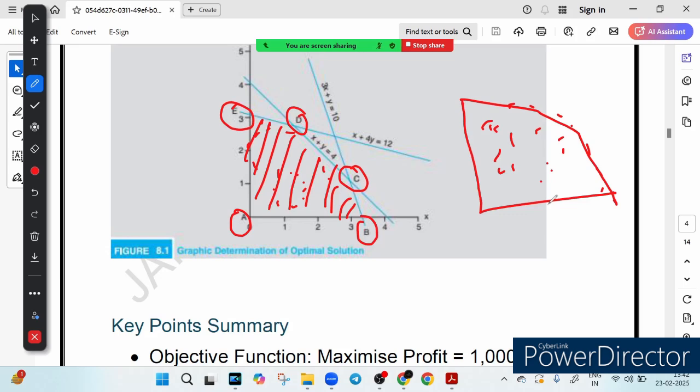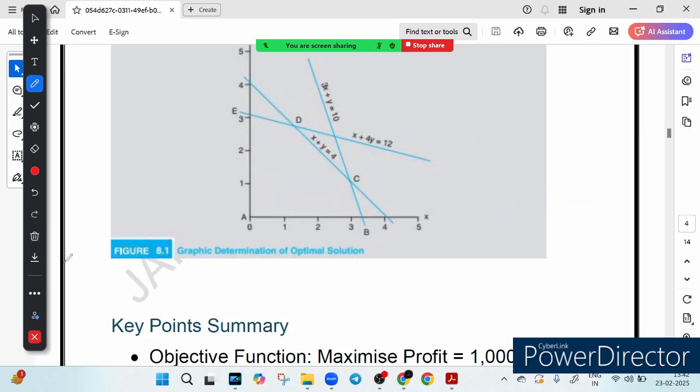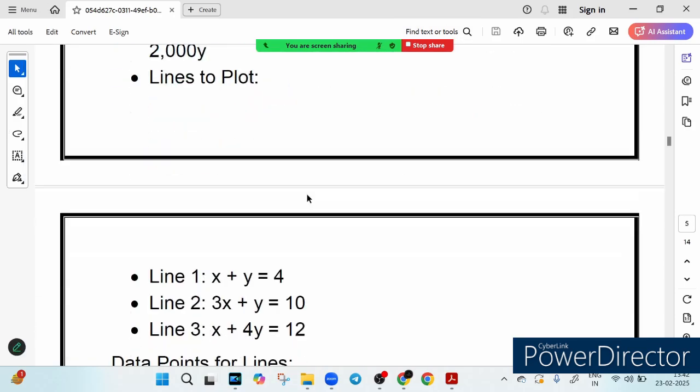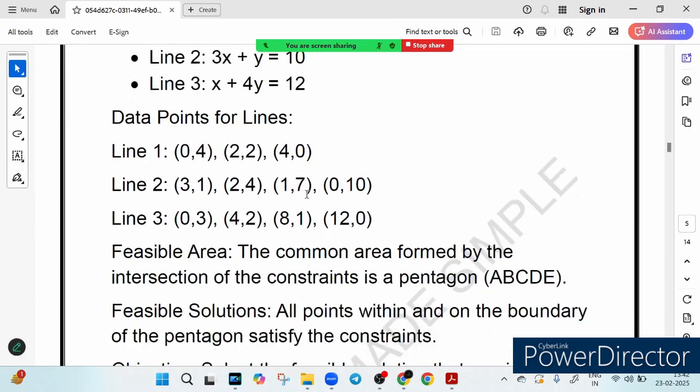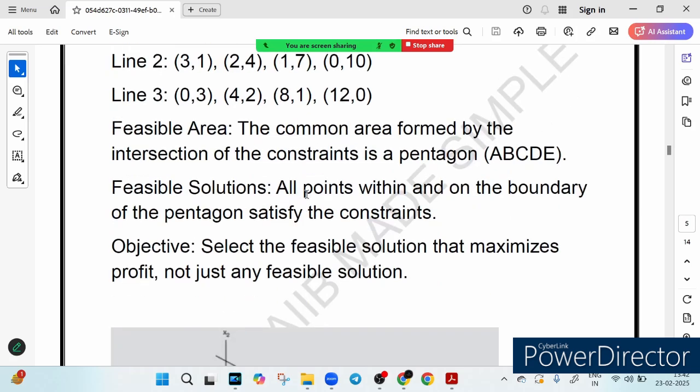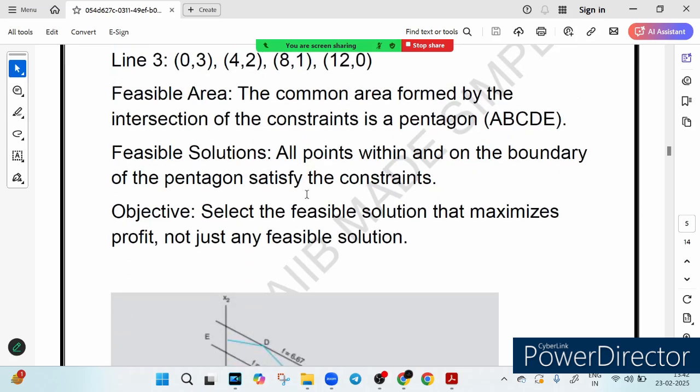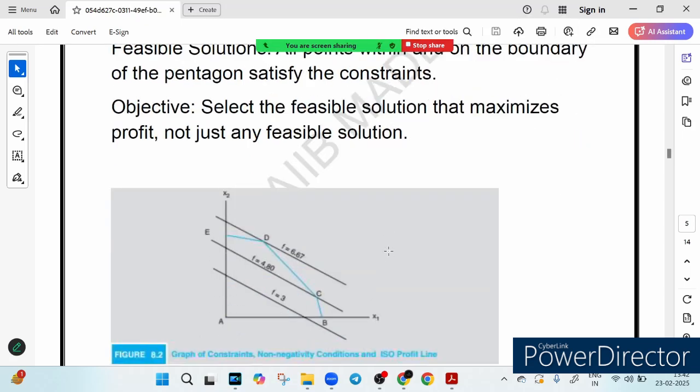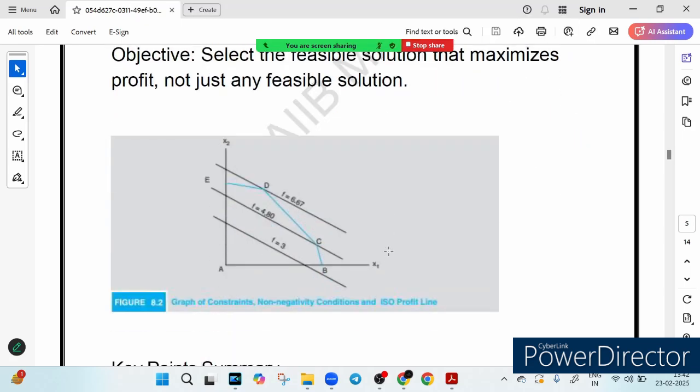So they satisfy all conditions, but we don't just want a feasible solution. So these are called feasible solutions. All these points are called feasible solutions, right? So that is the meaning of feasible solution. But we are not interested in just the feasible area. We don't want just a feasible solution. Rather we want the one that gives the maximum profit, right? We want the one that gives us the maximum profit.